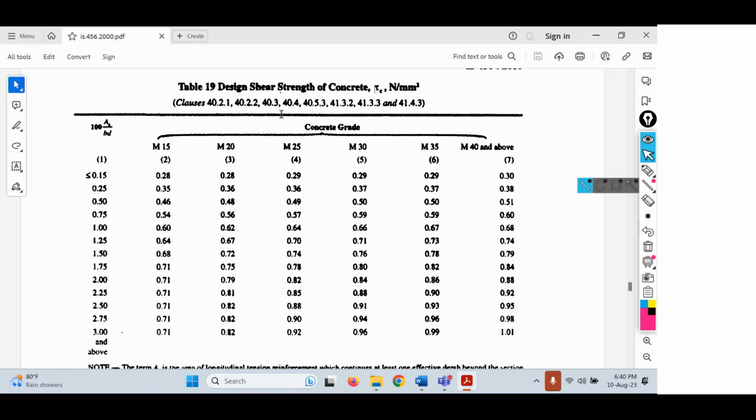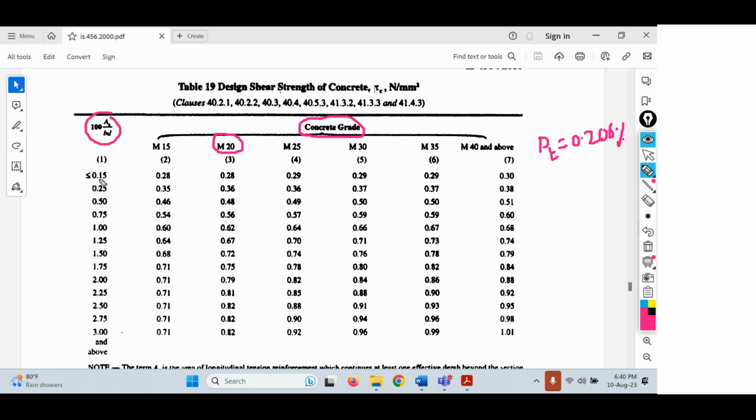So in order to find out the design shear strength, we need the percentage of steel, which is this one, and we also need the grade of concrete. In our case, the grade of concrete is M20, and the value of PT. So what is the value of PT? It is 0.206 percentage. That's the percentage of steel that we have currently.